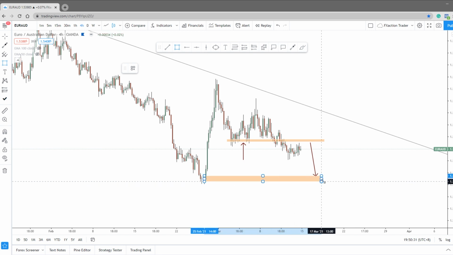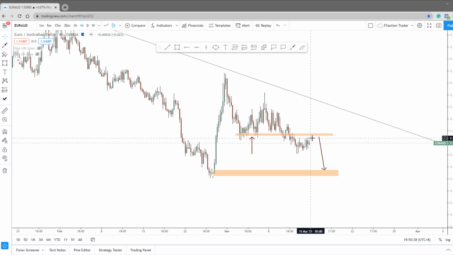which is the previous low at 1.526 to 1.528. So we are going to look for a sell signal at this area.